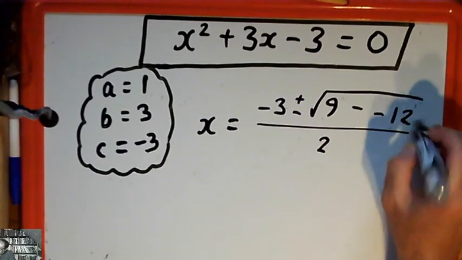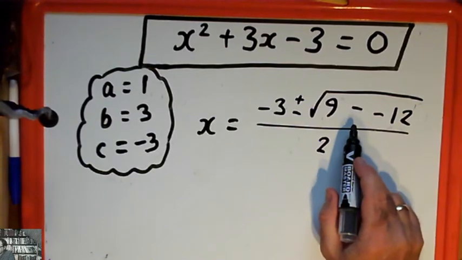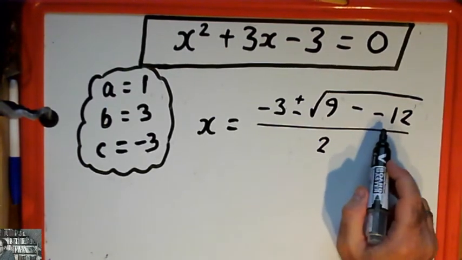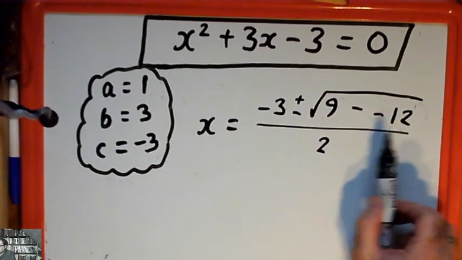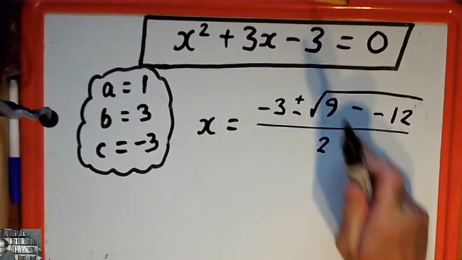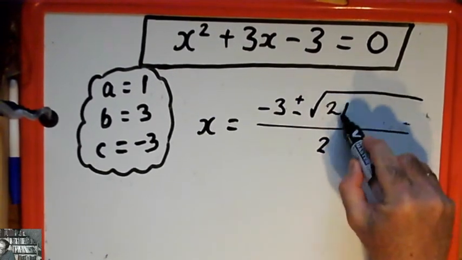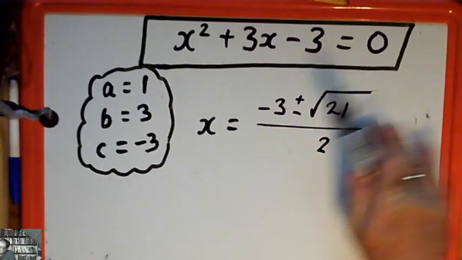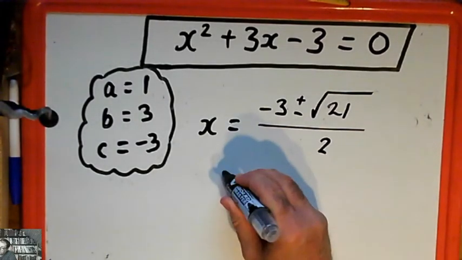But remember, there was already a minus there because there's a minus in the formula. So you've got a minus from the formula and a minus from minus 12. So that gives you 9 minus minus 12. Minus minus makes plus. So that's the same as 9 plus 12, which of course is 21. So that gives us x equals minus 3 plus or minus root 21 over 2.